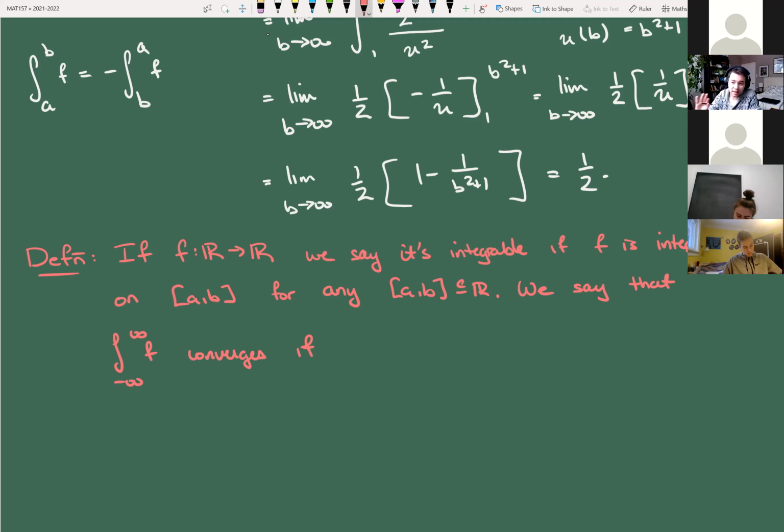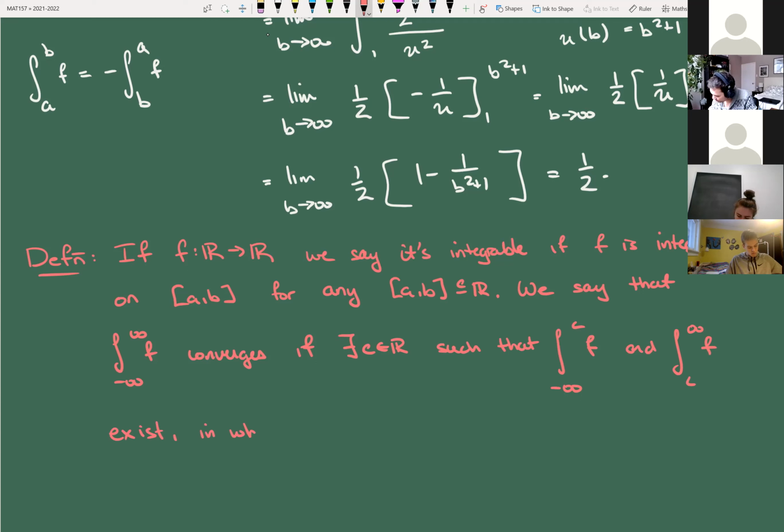if, and really it's a definition, so if you want, it's an if and only if, there exists some point C in R such that the integral from negative infinity to C of f and the integral from C to infinity of f exist, in which case this is their sum, right? As some sort of additivity of domain thing. The integral of negative infinity to C of f plus the integral of C to infinity of f. And so their value is going to be their sum.